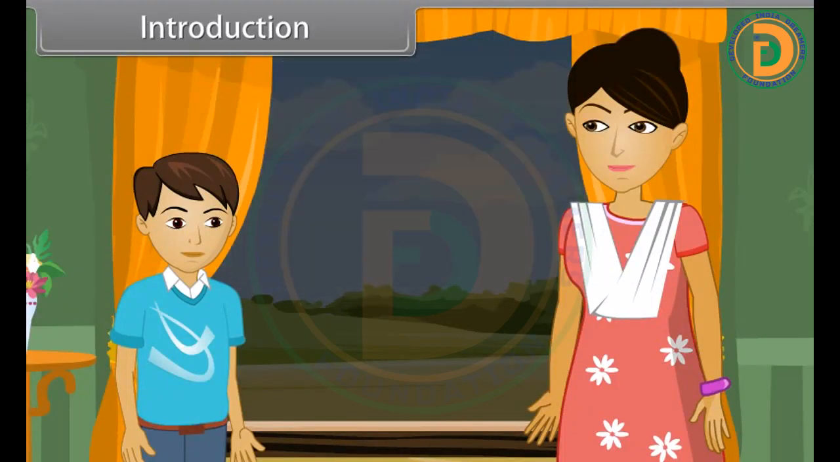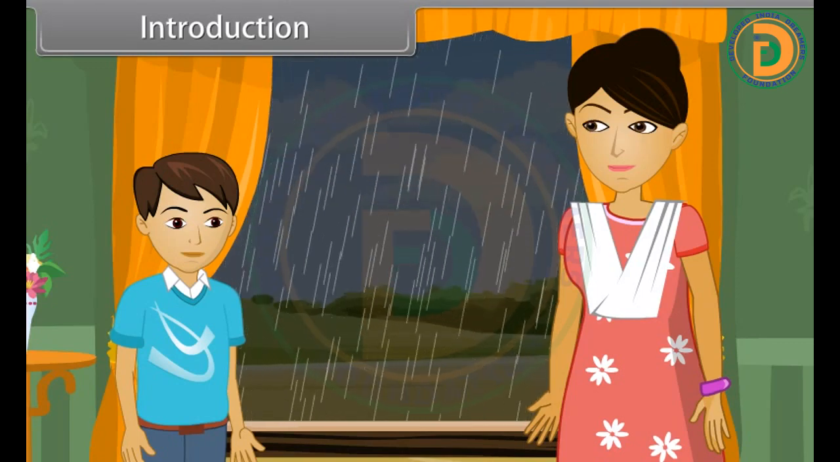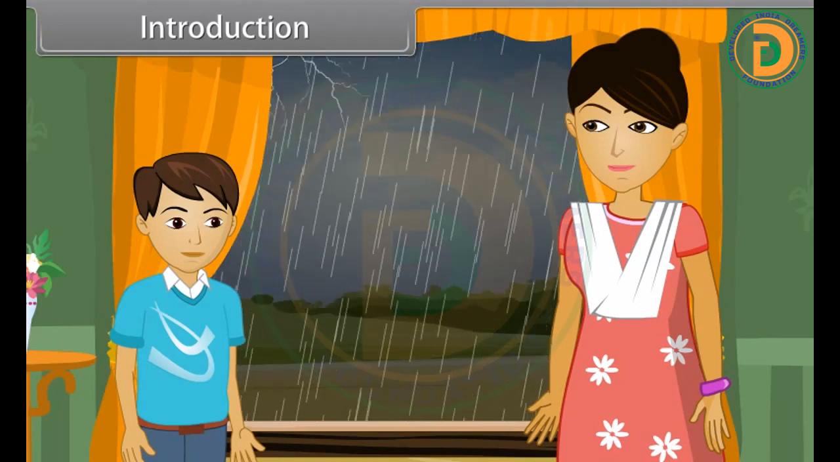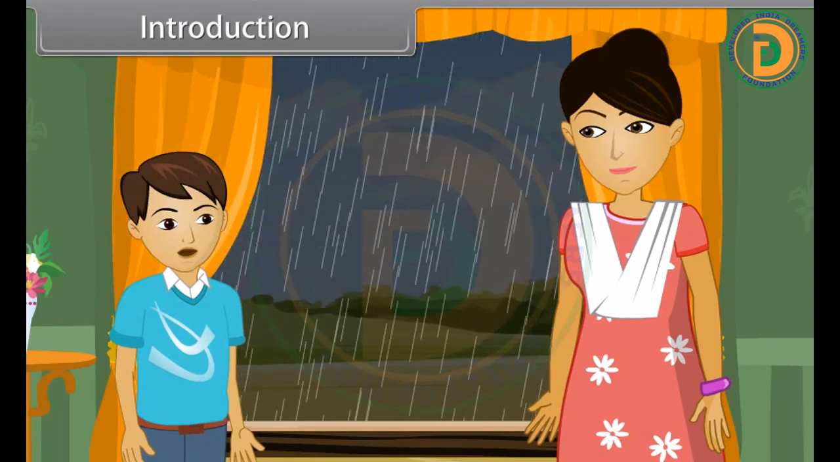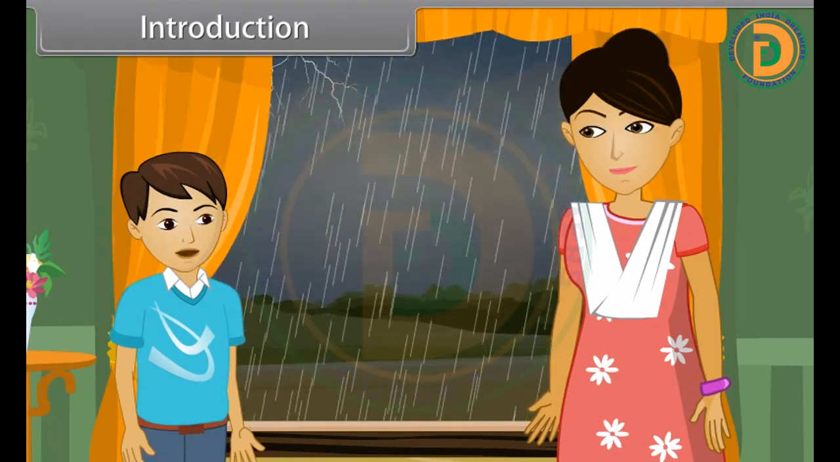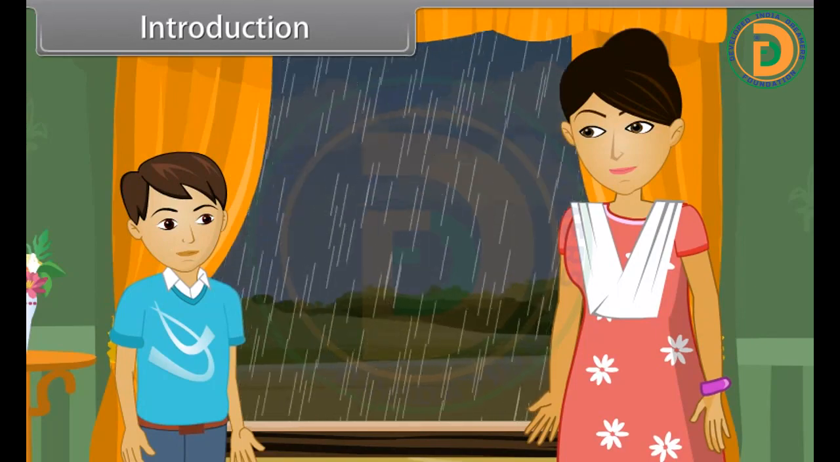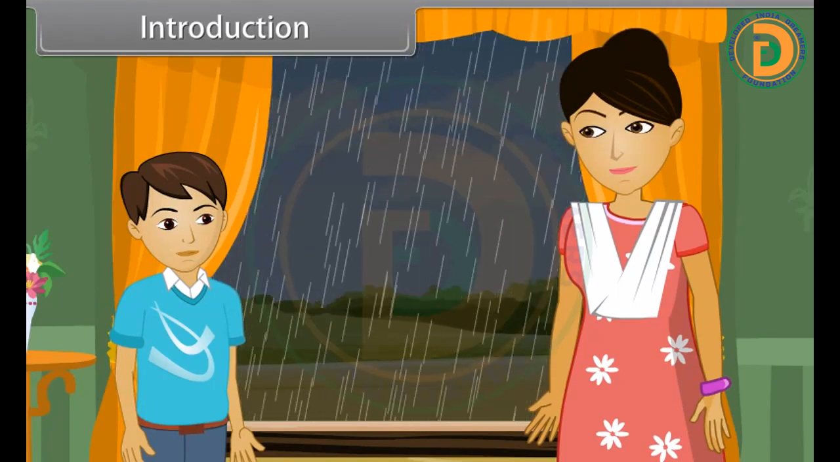Sumit and his mother are standing at the window and watching outside. The weather is looking good and there is a probability of first rain of the season. Suddenly, rain starts. Sumit requests his mother to let him go outside and enjoy the rain. But his mother didn't allow him to go outside in the rain.